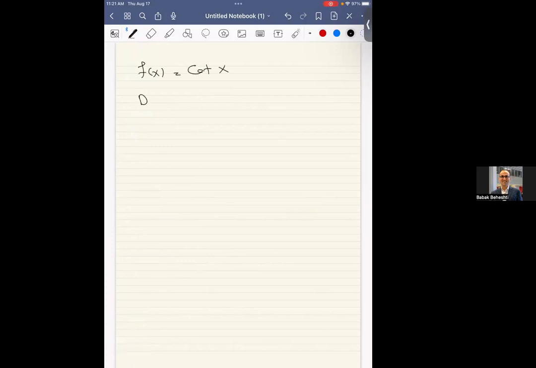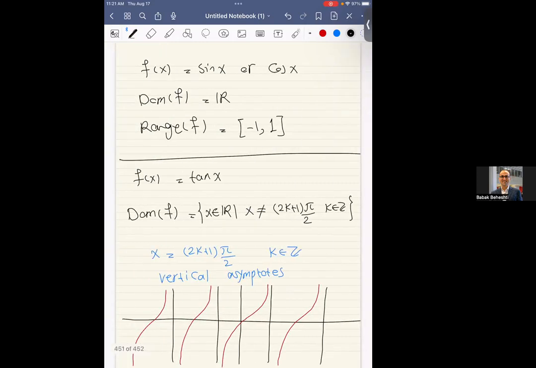So the domain of cotangent, and by the way, the range of tangent is all real numbers. I didn't write it here. Let me just write: range of f is all real numbers. So for tangent, it's obvious from the picture, it covers all real numbers. Actually, infinitely many times.